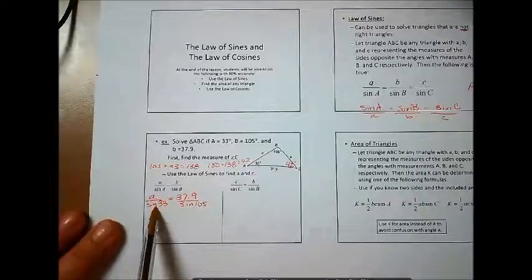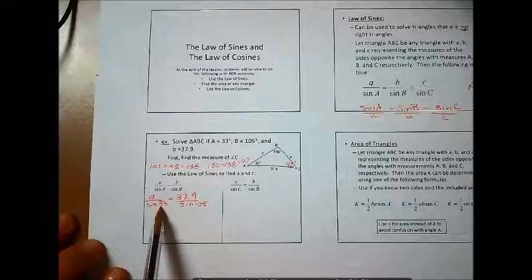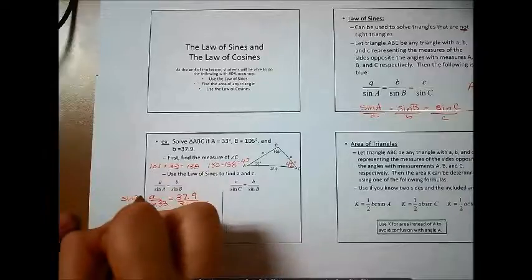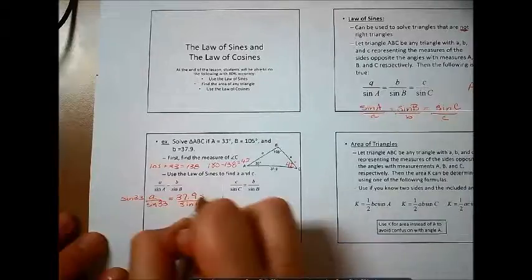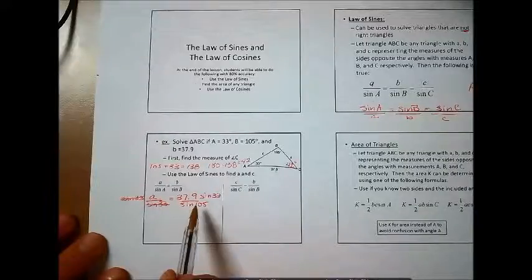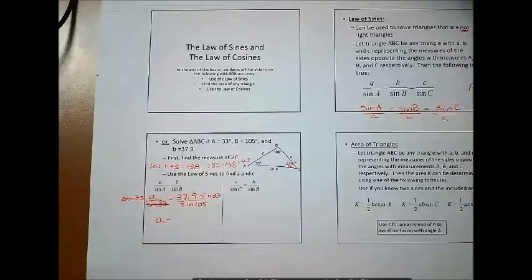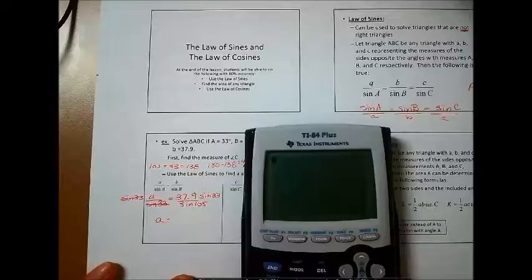The way we get a all by itself is to multiply by sine 33. And when we do that, we get something very simple that we can stick into our calculator. So the first thing you're going to do is make sure, because sometimes these calculators get out of whack, that you're in degrees.